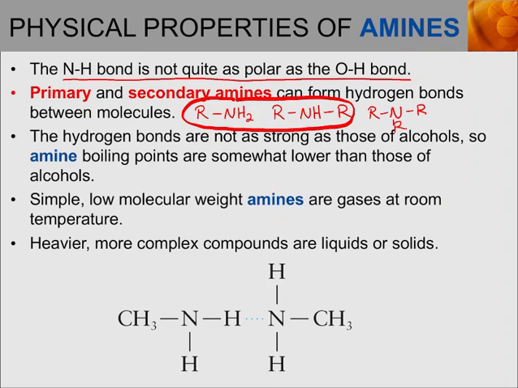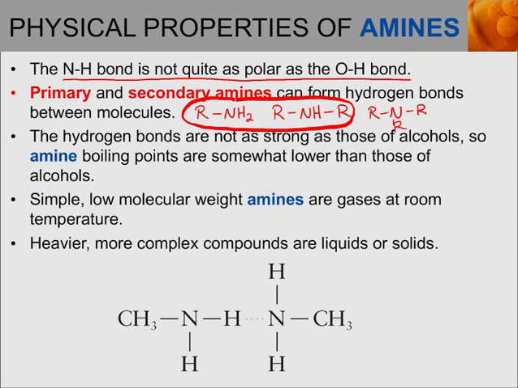So let's see, we already covered that the hydrogen bonds are not as strong in amines compared to alcohols. So amine boiling points are a little lower than those of alcohols. Now, in terms of the physical states of amines, smaller amines are gases. Larger amines will be liquids or solids, and that's just due to those extra carbons and hydrogens that can create more London dispersion forces, and so they're going to pack together more tightly due to those greater intermolecular forces.